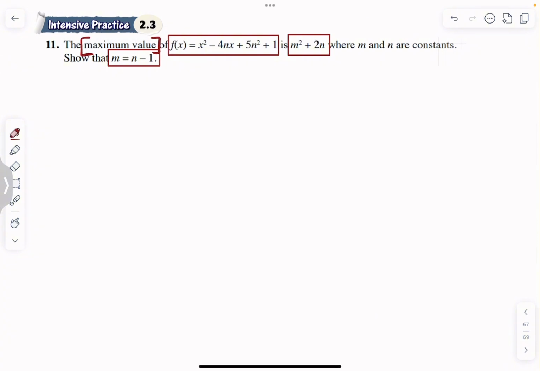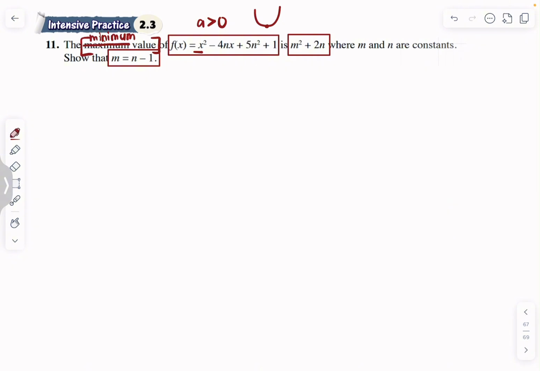So first of all, I think here they made a typo. It's supposed to be minimum value, because for this graph, a is positive, or a is more than 0. Therefore, it will be a smiley face, so we are finding the minimum value. There's no maximum. I think that's a typo. Right, so now let's look at it.